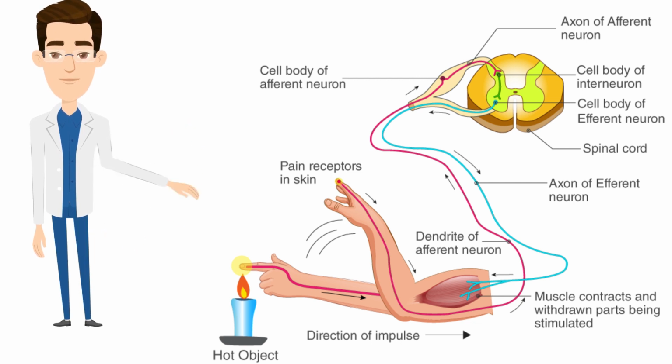3. Signal processing in the CNS: the interneuron within the spinal cord swiftly processes the information and sends a response signal. 4. Motor neuron activation: the motor neuron receives the signal and carries it from the CNS to the effector. 5. Effector response: the muscle or gland reacts, causing an immediate response, for example removing your hand from the hot stove.